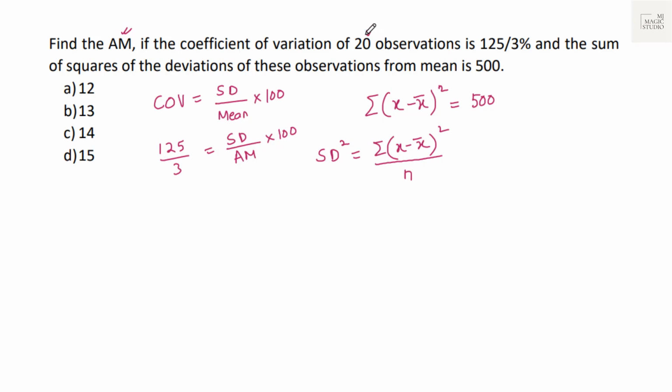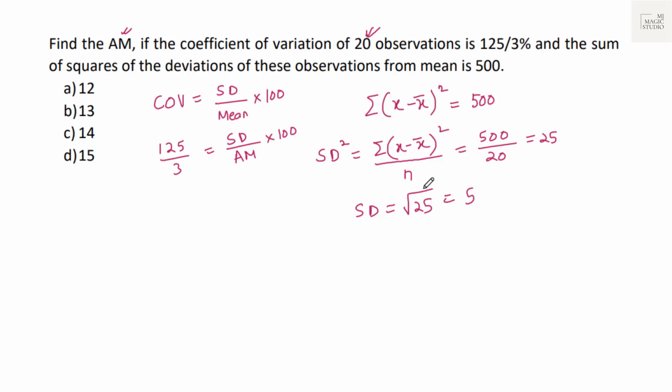N means number of observations. Normally it is root over this, so square. This is given as 500 by n, n is 20, that is 25. That means standard deviation is root over 25, that is 5. Now you may ask, why not minus 5? Because standard deviation is always positive. That's why we always take the positive value.